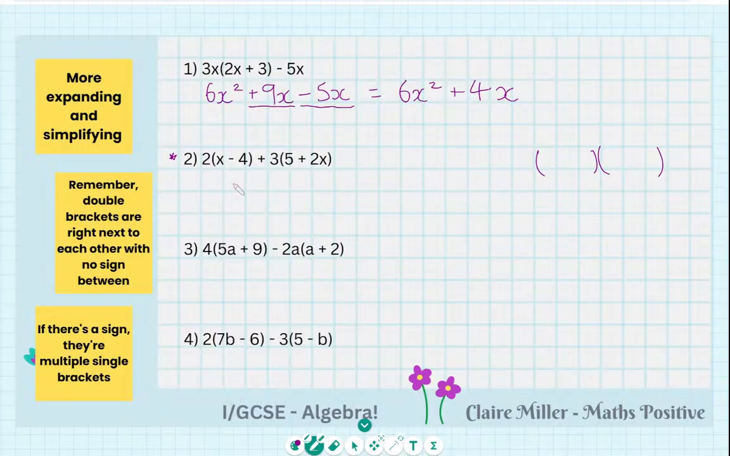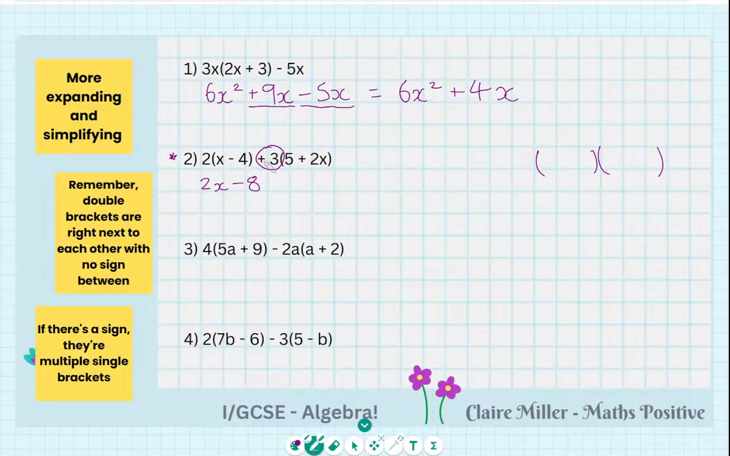So let's multiply these out. Let's start with the first one. So we've got 2 times x, that's going to be 2x. 2 times minus 4. So every time we do this, we need to think carefully about the signs. So 2 times minus 4, that's minus 8. And then we're going to move on to the next one.